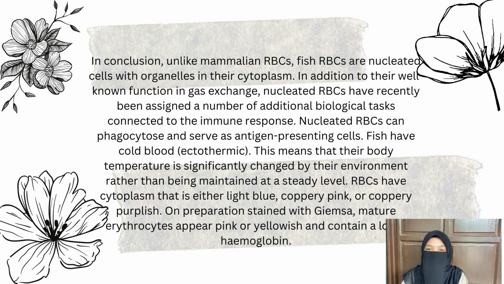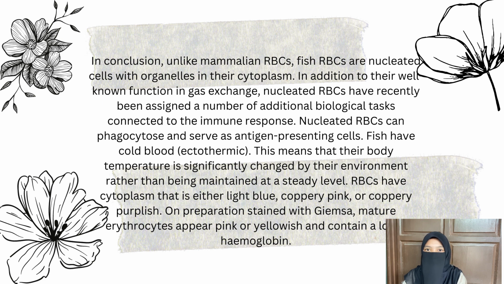So, in conclusion, unlike mammalian red blood cells, fish red blood cells are nucleated cells with organelles in their cytoplasm. In addition to their well-known function in gas exchange, nucleated red blood cells have recently been assigned a number of additional biological tasks connected to the immune response. Nucleated red blood cells can phagocytose and serve as antigen-presenting cells.